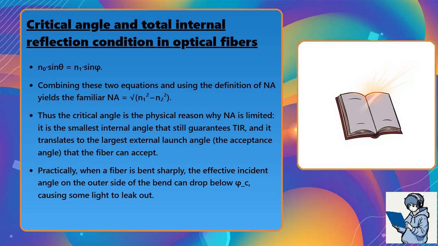Practically, when a fiber is bent sharply, the effective incident angle on the outer side of the bend can drop below φ_c, causing some light to leak out. This is why bend loss specifications are important for cable installers.